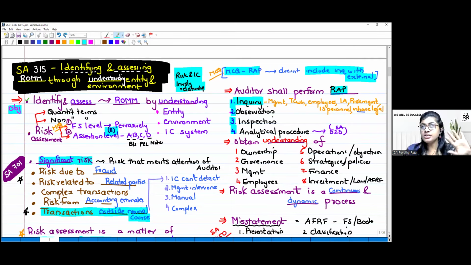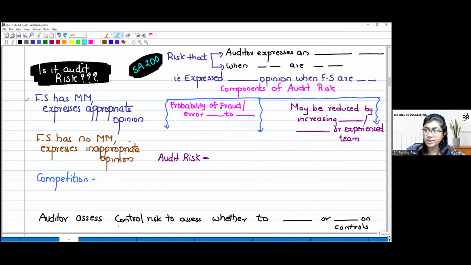Okay, girls, boys, come on, gear up. Can we proceed? We were talking about risk. Now, are we talking about audit risk or client risk? Can you reply, please? We are talking about audit risk. Now, what is audit risk?